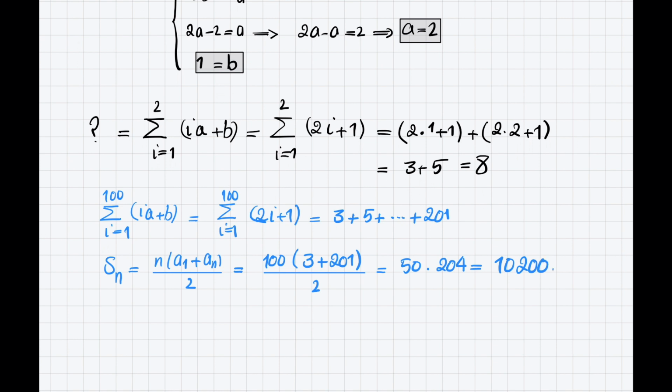And of course, if you multiply this, it becomes 10,200. So you see that even if I have asked you to calculate the sum in a bigger range for the counter, it was easy because this sequence actually forms an arithmetic sequence, and we have a formula for the sum of the first n terms of an arithmetic sequence.